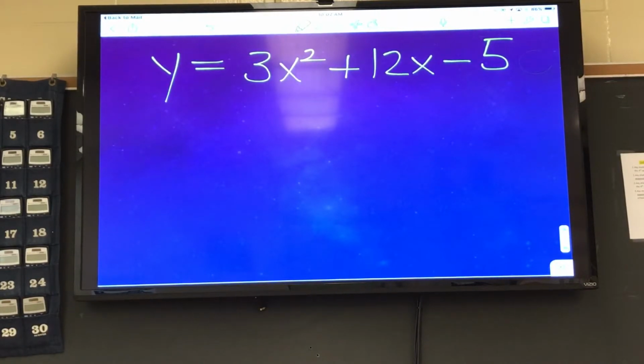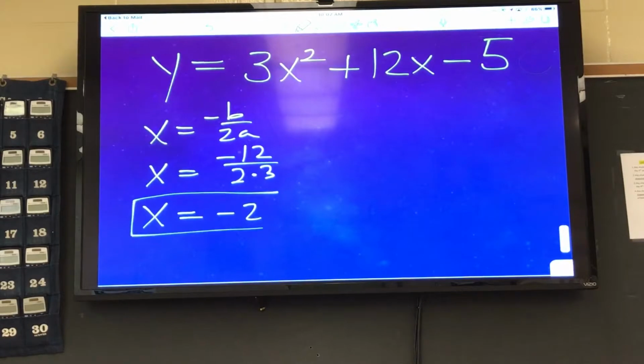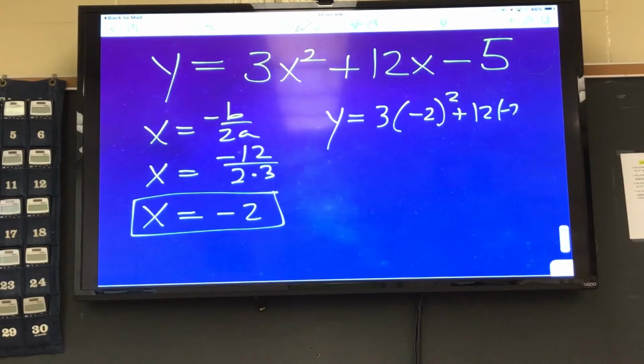Okay, to find my line of symmetry, which is the first one, x equals negative b over 2a, which means I have x equals negative 12 over 2 times 3. So x equals, let's see, negative 12 divided by 6 is a negative 2. I'll put a box around that because it's one of my answers. Then I'm going to put the negative 2 back into this equation. 3 times negative 2 squared plus 12 times negative 2 minus 5.